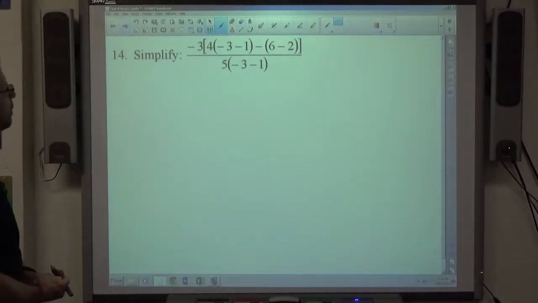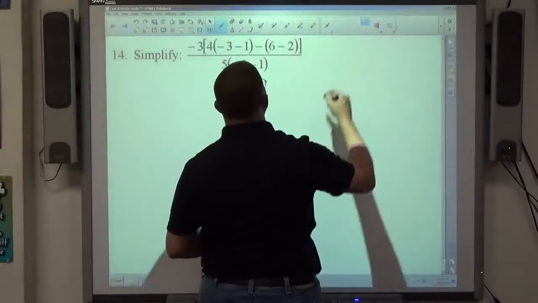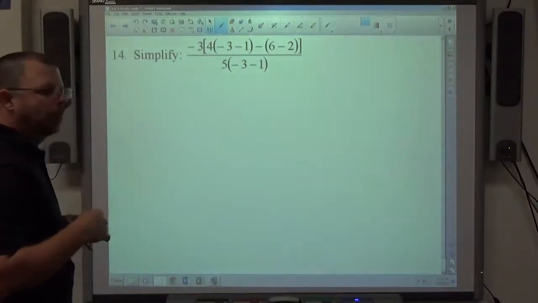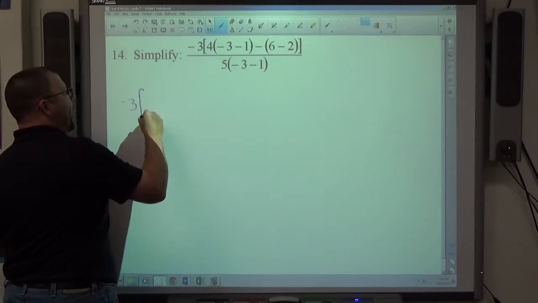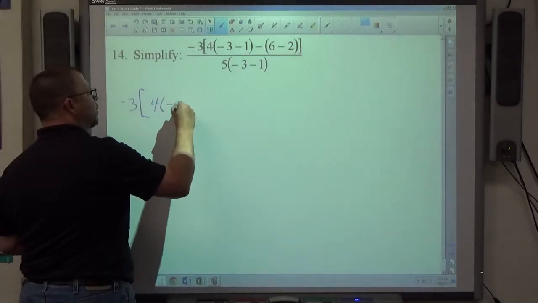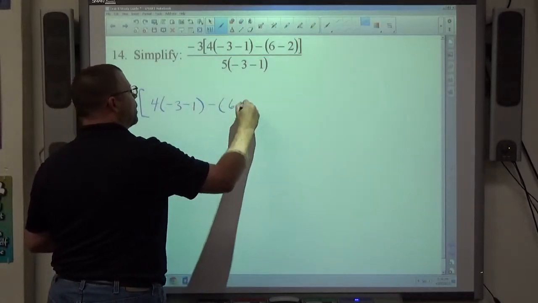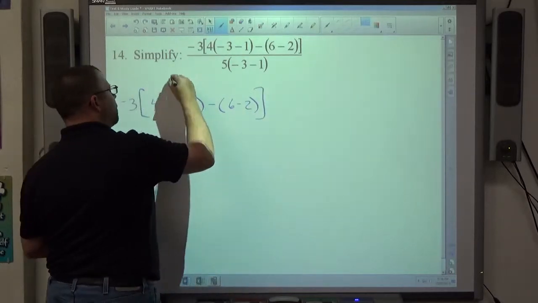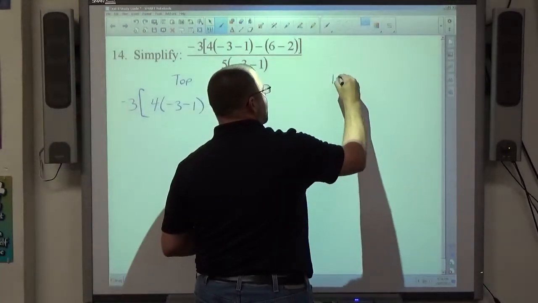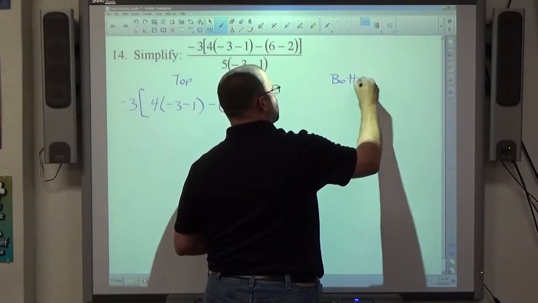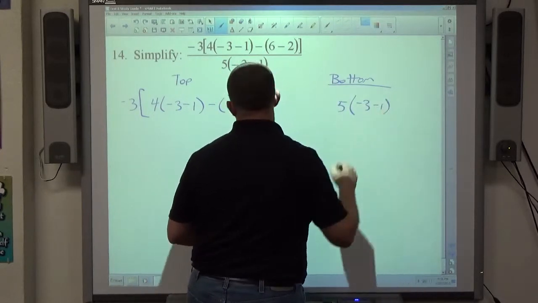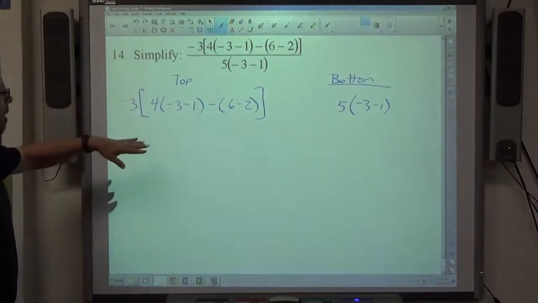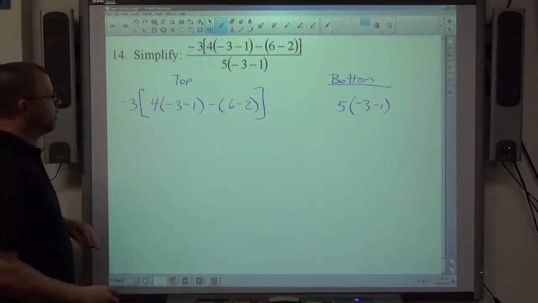Number 14, simplify. We've got a bunch of stuff on top over a bunch of stuff on the bottom. I'd separate the two pieces and then put answer over answer. So negative 3 bracket 4 parentheses negative 3 minus 1 minus parentheses 6 minus 2 and bracket, that's the top. And then we got the bottom, which is 5 parentheses negative 3 minus 1. So looking at the top, obviously much more complicated than the bottom. We'll get to that in a minute.